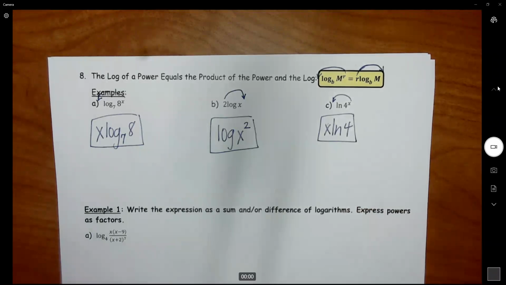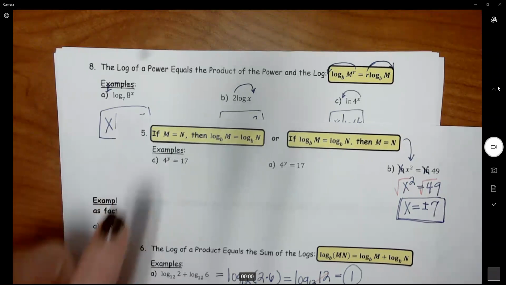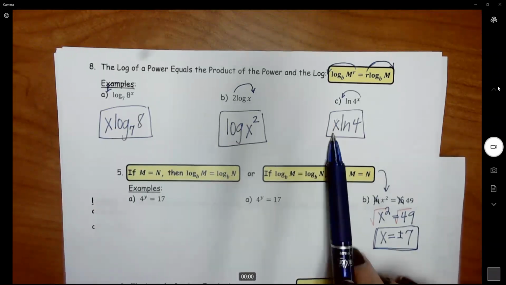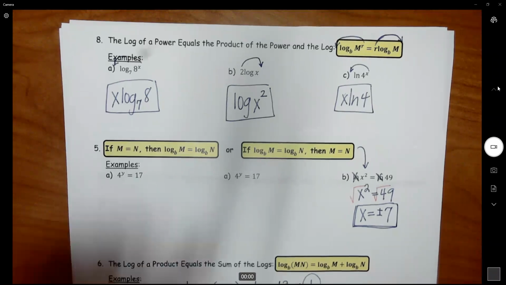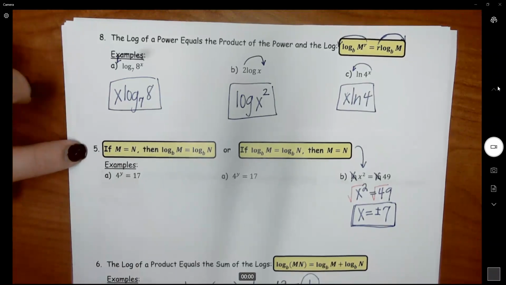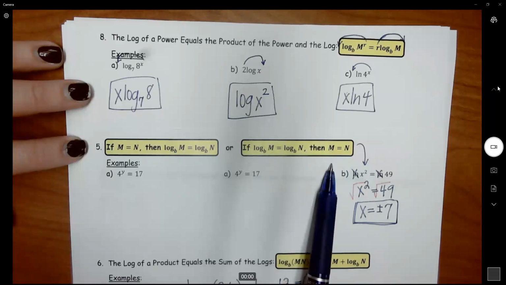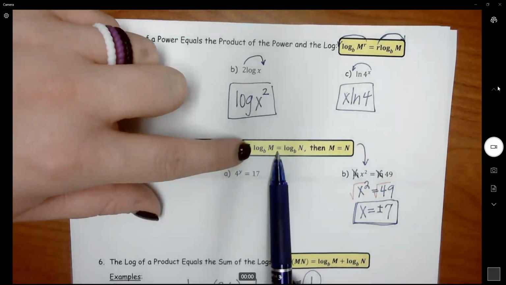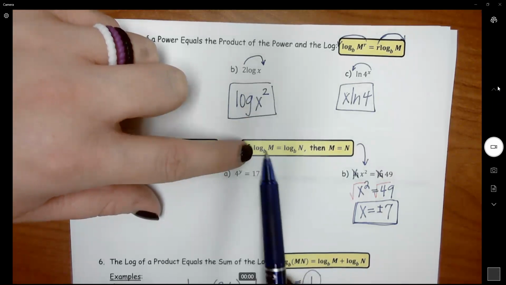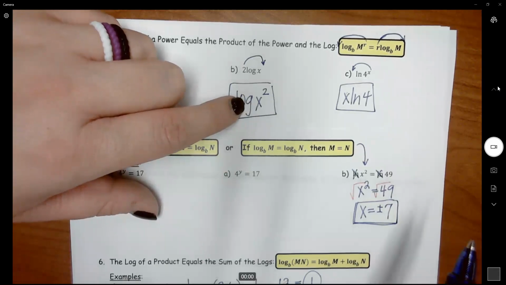Now this rule is really helpful for us because I told you we're going to keep going back and forth to this property here. Okay, so let's go back to number 5 because this is where we needed this to be able to solve this. Okay, so back to number 5. We've already used this property in this manner here. If you have log base b of m equals log base b of n, you cancel those out and just get m equals n. That's what we did. We had natural log and we canceled both of those out.